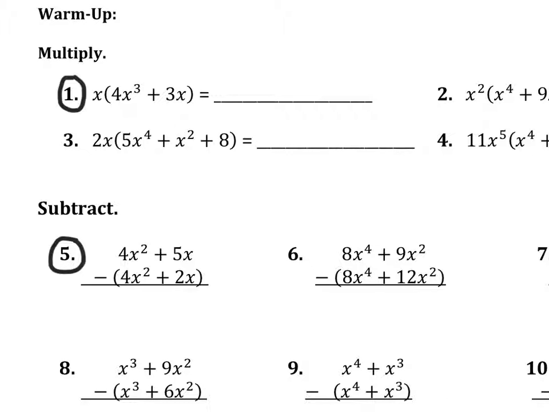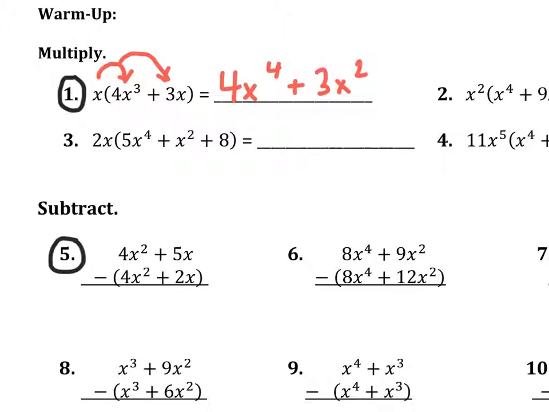So right here we have a binomial inside parentheses and then a monomial on the outside. For us to multiply this together, we need to distribute that x to both of those terms. So x times 4x cubed is 4x to the 4th, and x times 3x is 3x squared.